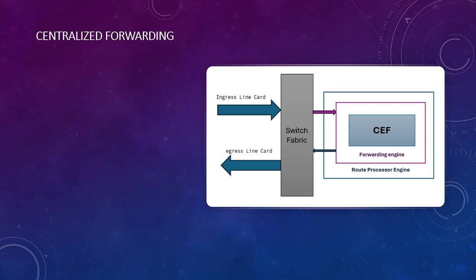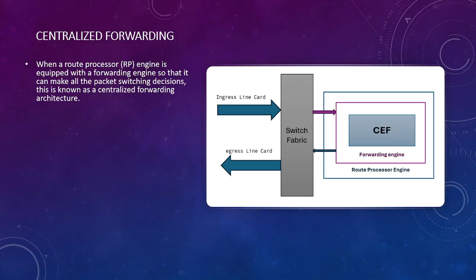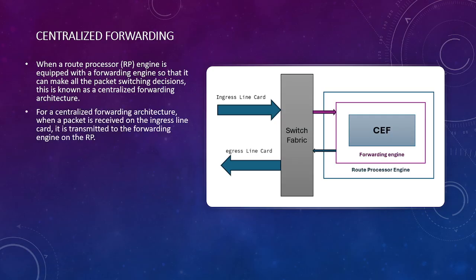Let's see, there are two types of forwarding. Let me explain. One is centralized forwarding, when a route processor engine is equipped with a forwarding engine so that it can make all the packet decisions. This is also known as centralized forwarding architecture. In a centralized forwarding architecture, when a packet is received on the ingress card, it is transmitted to the forwarding engine on the route processor.